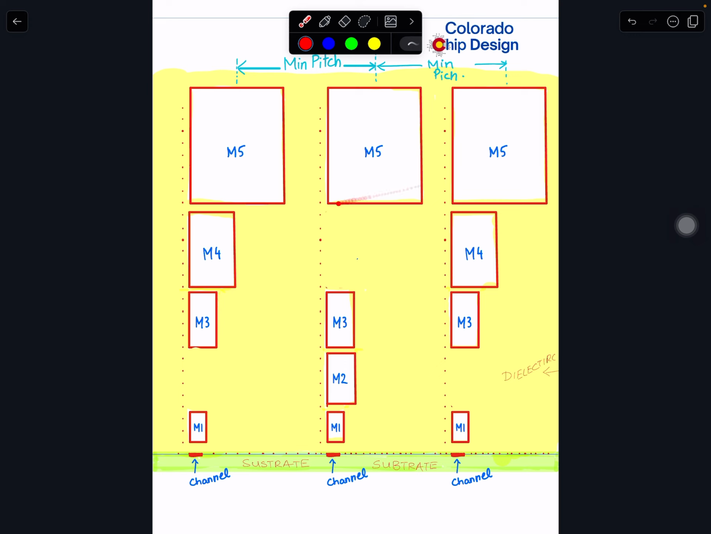So what if that happens? That's a structure. There's a metal 5, three metal 5s going together. There's a minimum pitch, meaning the minimum distance between them. And next we have a metal 4. It's going into the screen. I'm not doing it in 3D, so I hope you understand that. It's going down into the screen. So then you have metal 3 together, metal 2 is here, there's nothing here.